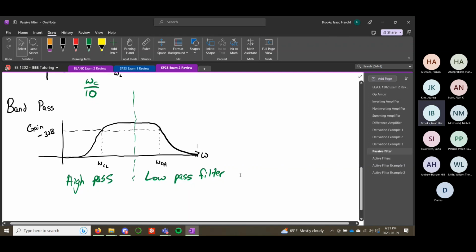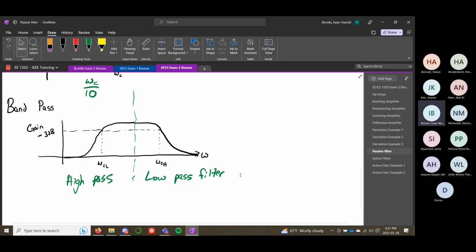Did they talk about integrating filters at all? Okay. Okay, yeah, we won't worry about that then.